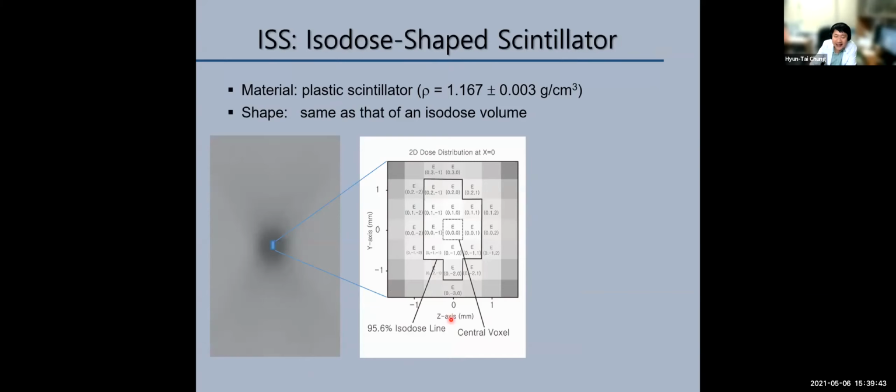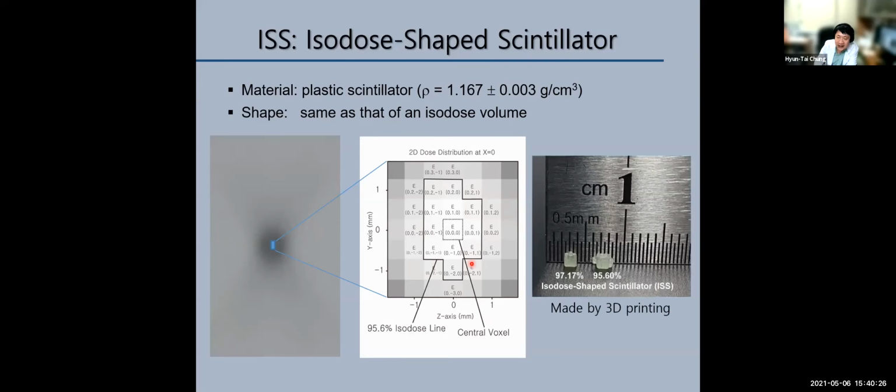So we made a very interesting detector, the Isodose-Shaped Scintillator. The material is plastic scintillator. Its density is close to 1, and the shape is the same as some of the isodose surface. For example, here, the dose distribution is given in voxels, and this center voxel is the dose to the center point. If we make our detector in this shape, then we know the dose rate of every box inside by the Gamma Knife LGP, so we can calculate the volume average factor easily.